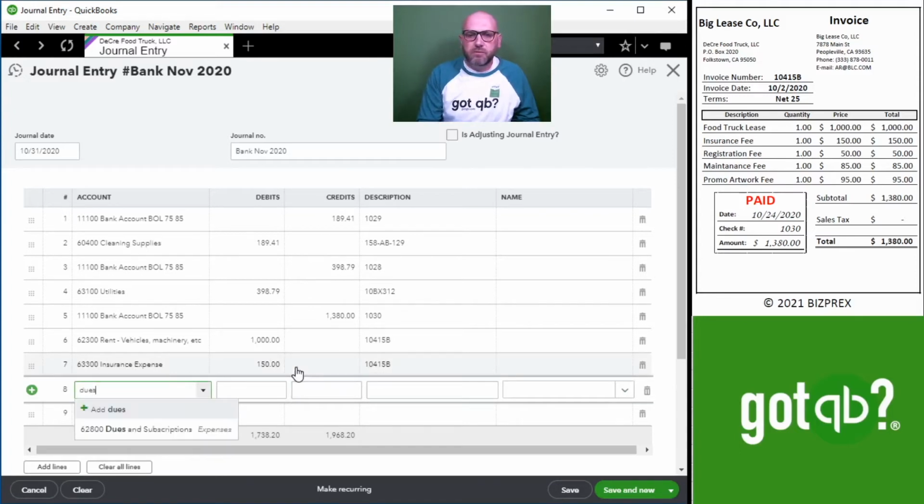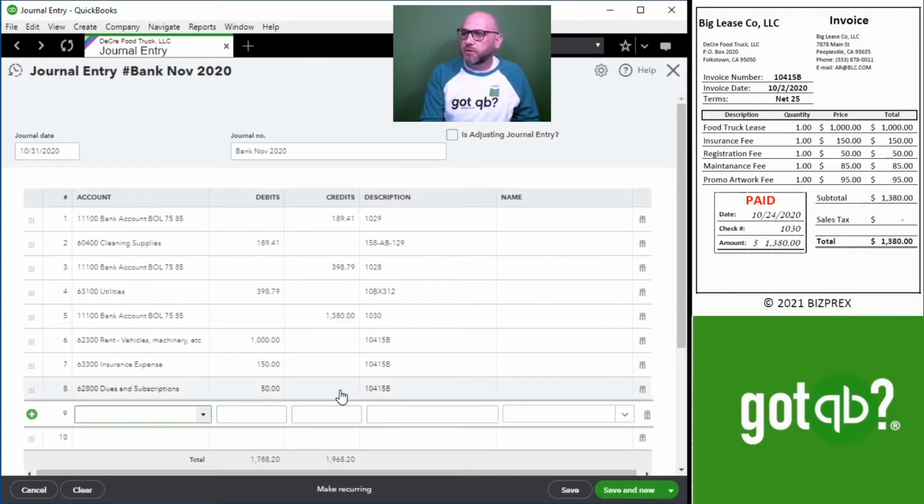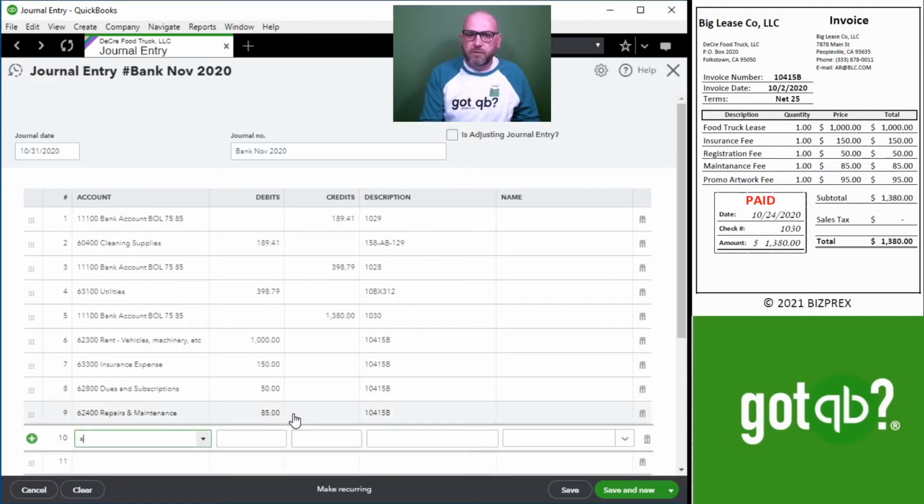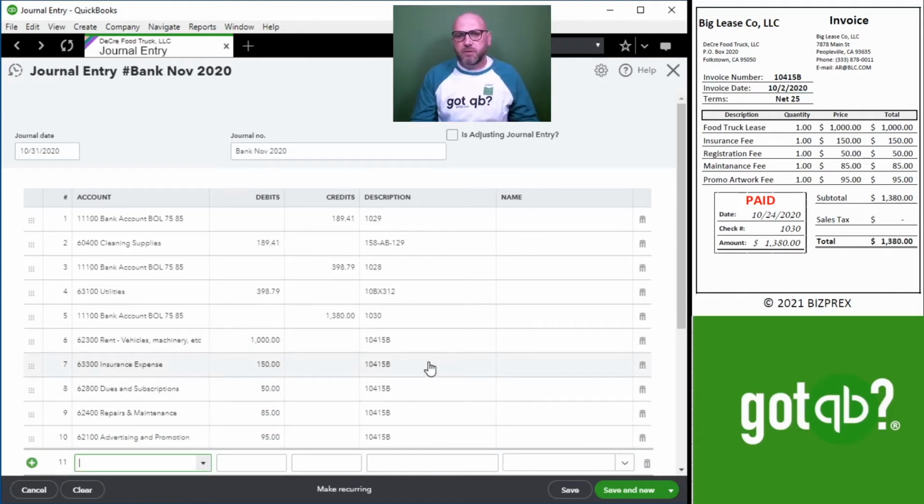Then we have dues, and that one is $50. And then we have maintenance, and that one is 85. And we have advertisement and promotion for 95. Okay. So again, what you see is that we're hitting multiple expense accounts that are debited because expenses are going up in this case.